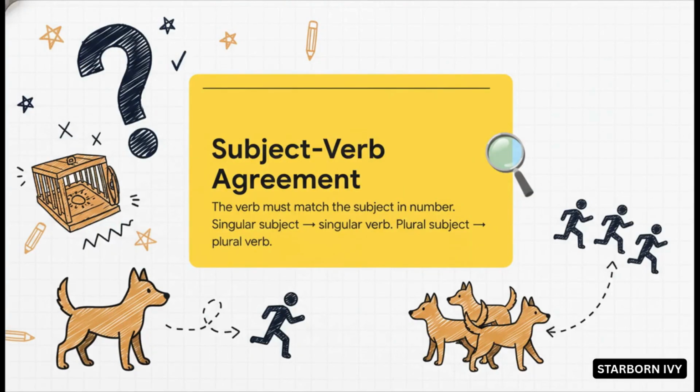Now, on the surface, this sounds like Grammar 101, doesn't it? Singular subject, singular verb. Plural subject, plural verb. The dog runs, the dogs run. It seems so simple. But if it's really that easy, why does it trip up so many students? Well, that's the million-dollar question.